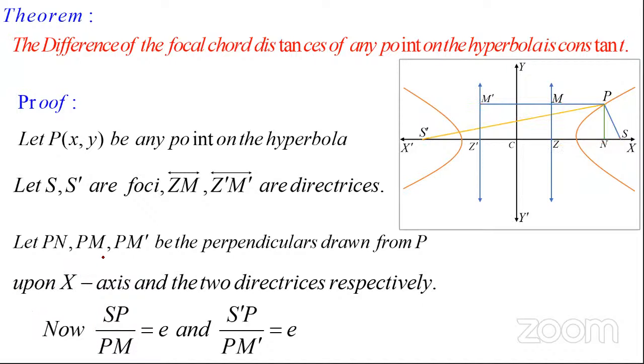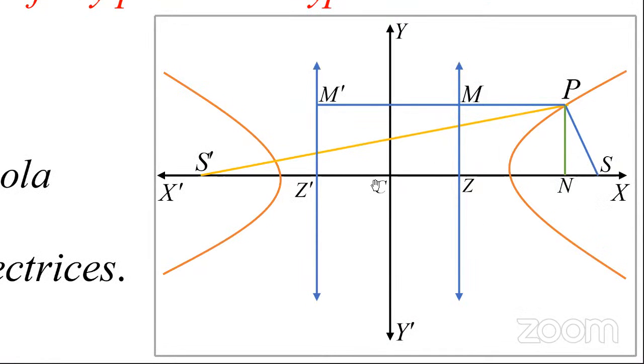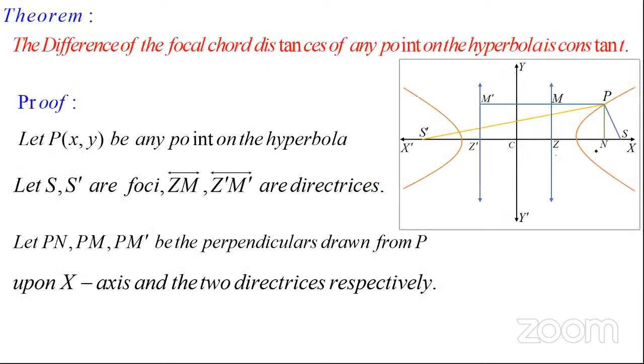Next, please once again observe this figure. This is used for solving this problem. So this is the figure. Next, SP equals E times PM from the first one. So I'm writing SP equal to E of ZN. Here PM value is ZN.